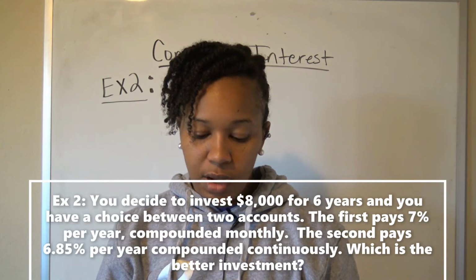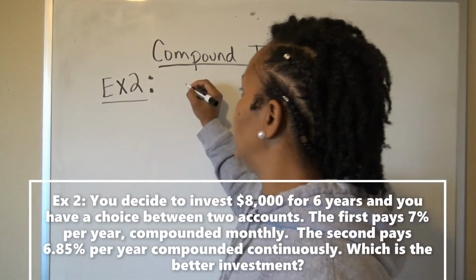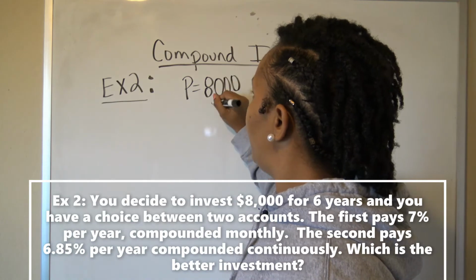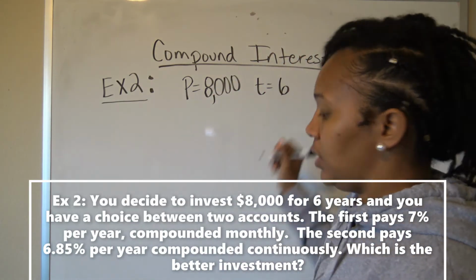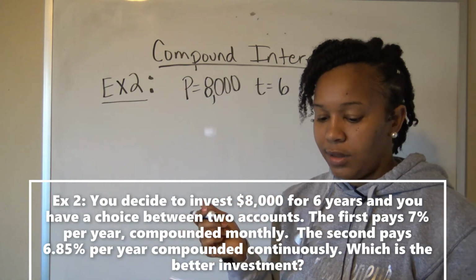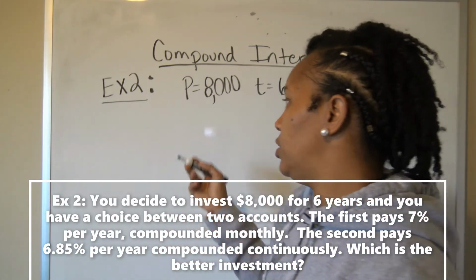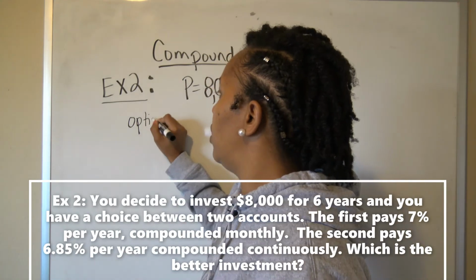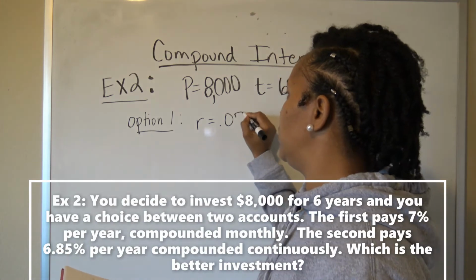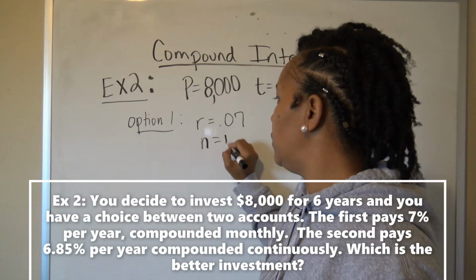All right, so first of all, let's identify the variables. We're depositing $8,000, that means our P is 8,000, and we're depositing it for 6 years, so T is 6. Those 2 things will be consistent across both accounts. The thing that changes is the interest rate and the compound period. For option 1, we have an interest rate of 7%, so R is equal to 0.07 as a decimal, and it's compounded monthly, so N is equal to 12.